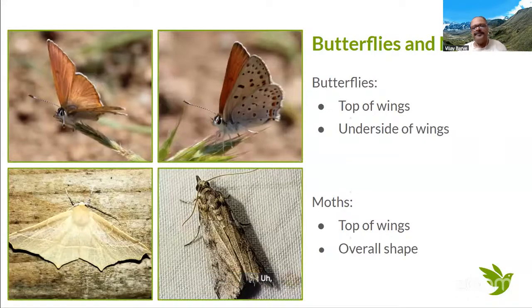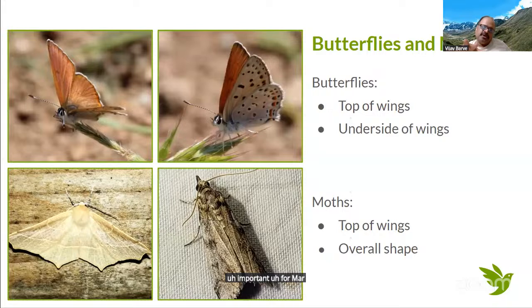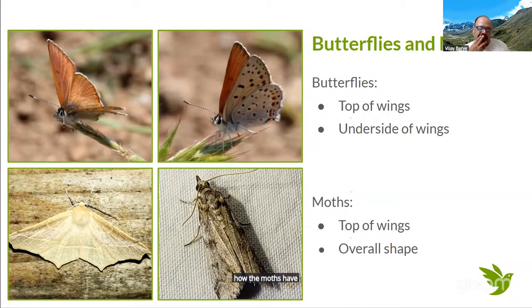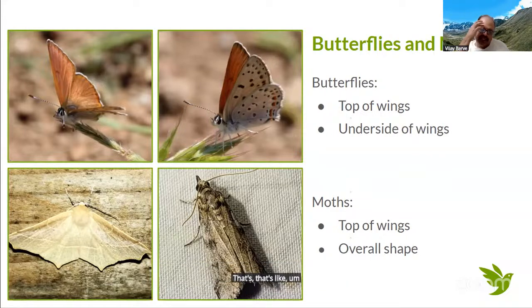For butterflies and moths, for butterflies, if you can, top view and bottom view of the wings, or as we call them, under wings and upper wings, are very important. For moths, top of the view and overall shape are characteristics. Moth families are decided looking at the shape of their wings and how the moths have settled. Sometimes I see people just take a picture of the head of a moth and try to identify. That's impossible in most cases. So top of the wings and overall shape for moths is very important.